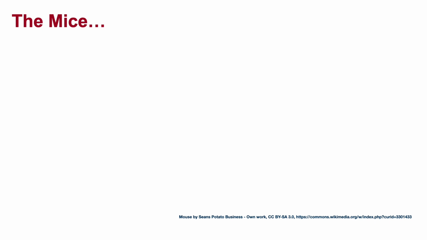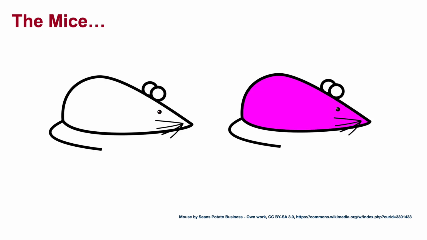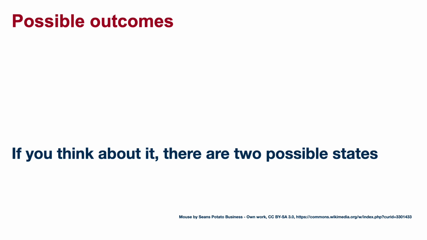So let's say we've got 2 mice. One of the mice has a white coat and the other sort of a pinky purpley coloured coat. How would we show which one of these conditions is recessive and which one is dominant? And what we would do is we would explore the possible outcomes. So if you think about it, there are only 2 possible outcomes in this situation. That is, if we're dealing with recessive and dominant traits in this way.